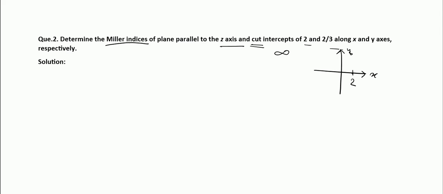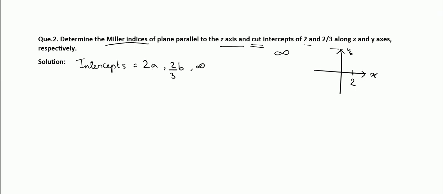So let's write down the intercepts. What do we have here? Intercepts. The intercepts we have are 2a, 2 by 3b, and infinity along the z-axis. But what are a and b? Here a and b are the basic unit distances along the x-axis and the y-axis, but we will just work with the numbers directly. So why do we need fractional intercepts?